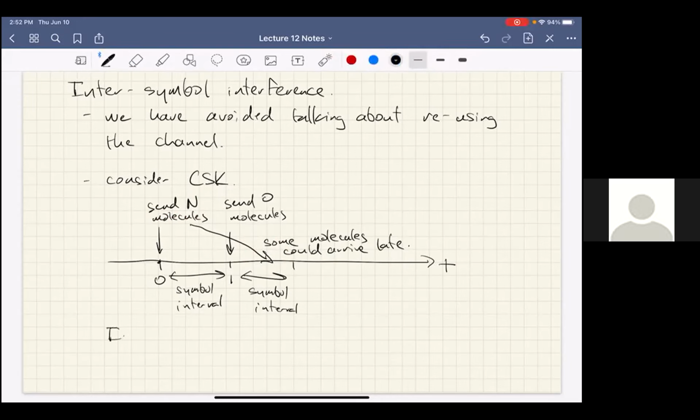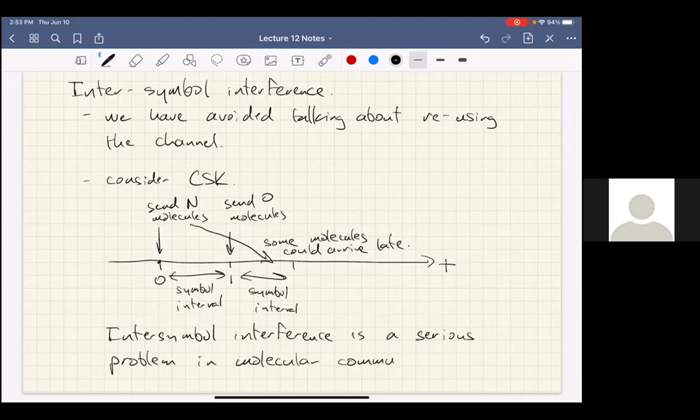So intersymbol interference is a serious problem in molecular communication. So what I want to do here for a minute is characterize the problem and come up with some solutions.